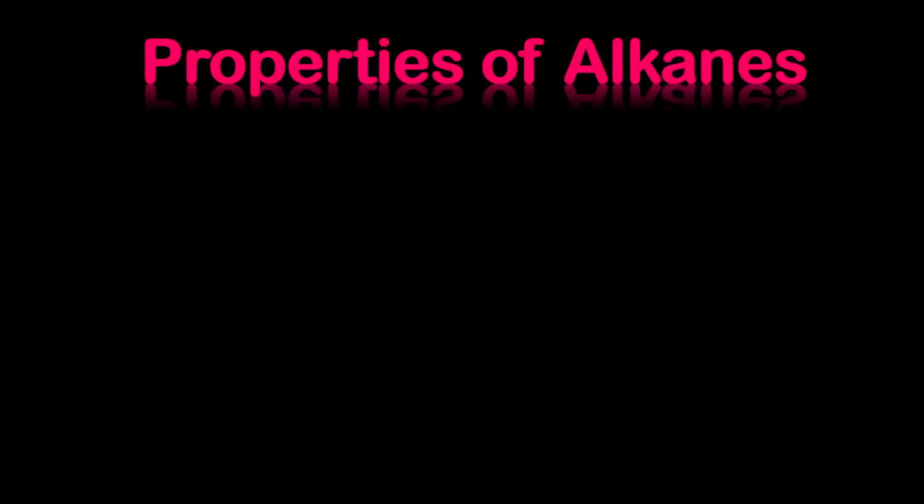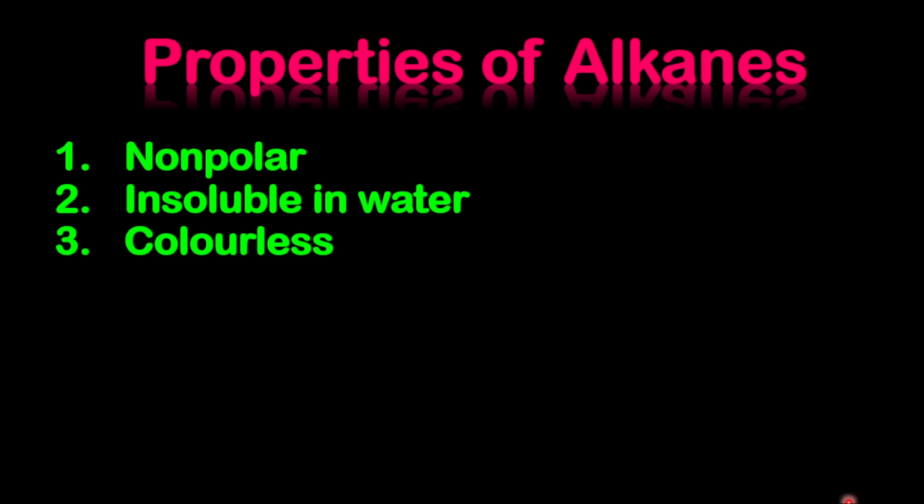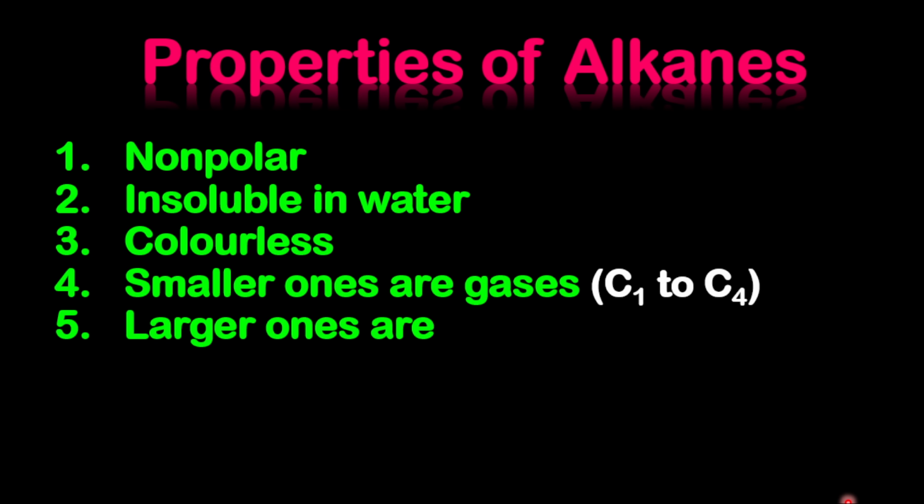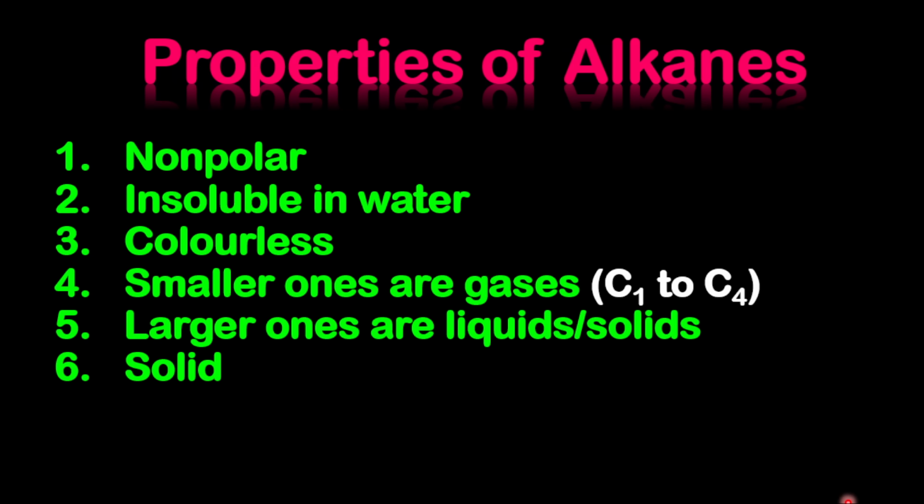All right, so properties of alkanes now, real quick. Alkanes are nonpolar. They are insoluble in water. Alkanes are colorless. The smaller ones are normally gases. That means the first 4 members of alkanes are gases. So if you remember, from methane up to butane, they are gases. And then the larger ones are normally liquid into solid. As they get larger, they become solid and then also waxy.